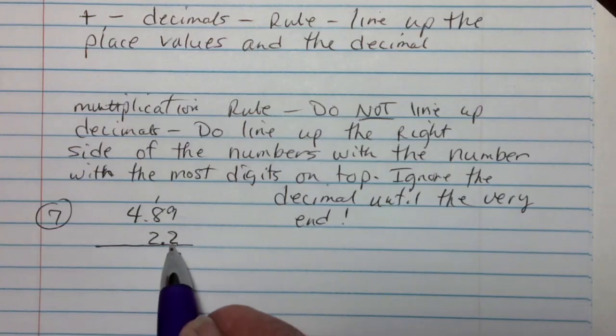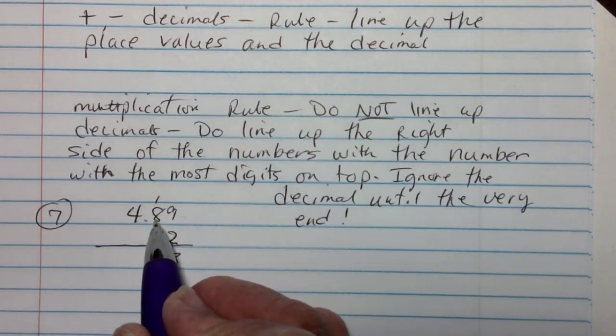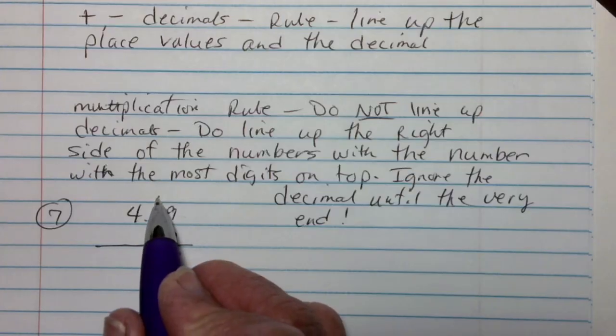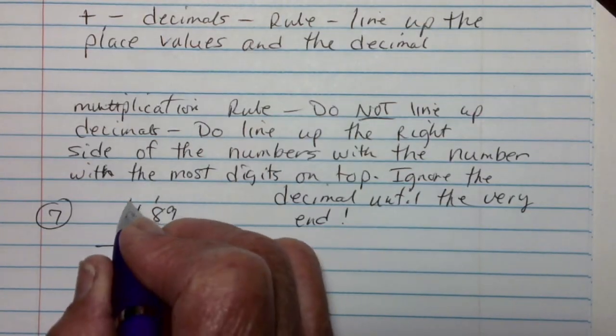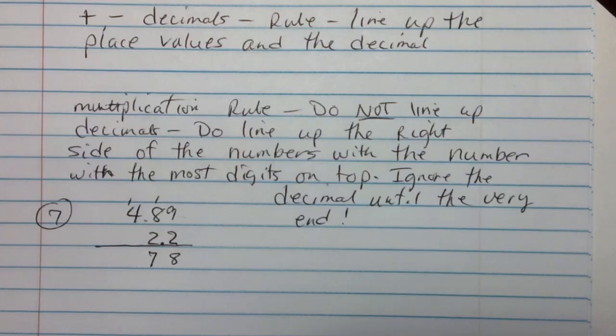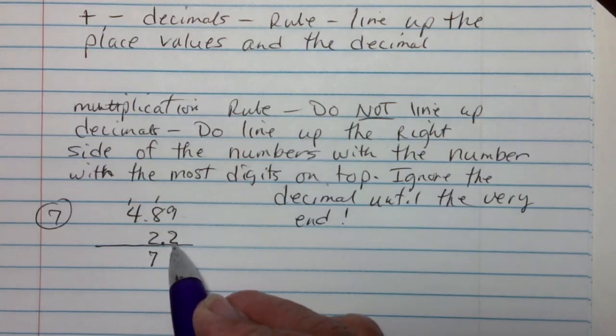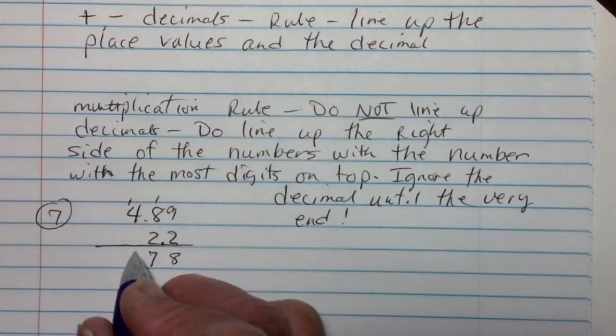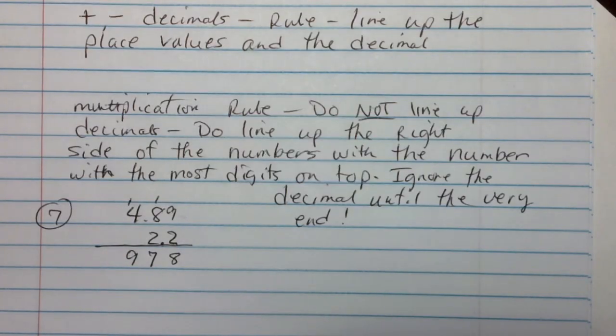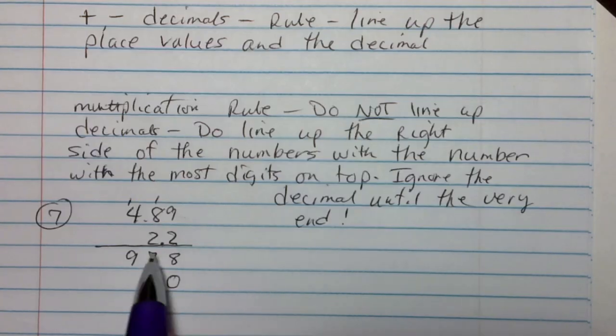I'm going to keep this same 2 and say 2 times 8 is 16, plus the one I carried is 17. Write down the 7, carry the 1. I'm going to take this same 2 times 4 is 8, plus 1 is 9. Now I'm going to fill in a placeholder because I'm moving over. I've done this one, so that tells me I've done that one.